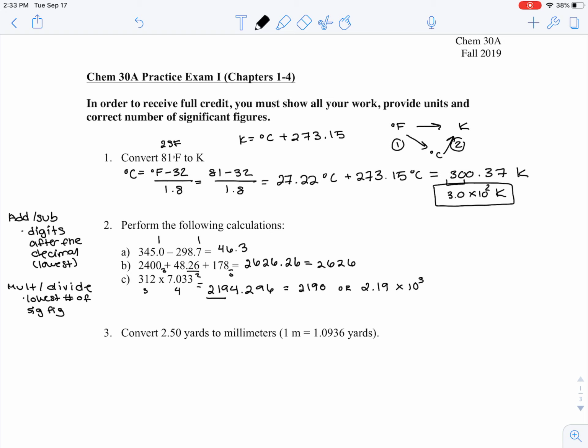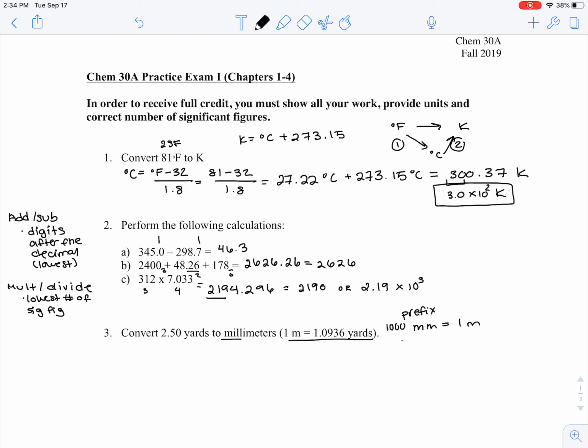Convert 2.50 yards to millimeters. So you're given the conversion to go from meters to yards. And then the trick here is that you have a prefix of milli. So your prefix is milli, little m. And milli is smaller than your standard, where meter is your standard. So there is 1,000 millimeters in 1 meter.